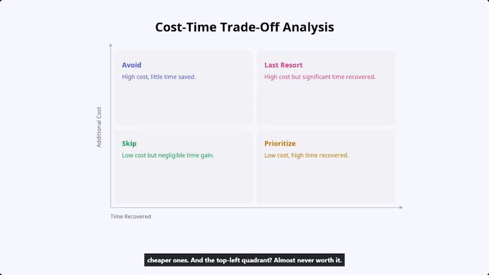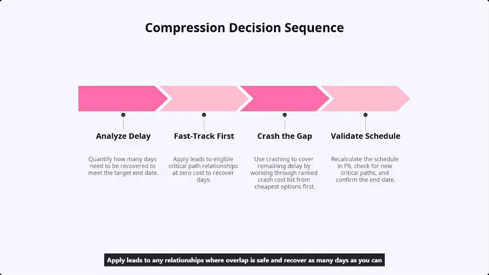In practice, you combine both techniques. Start with fast tracking because it costs nothing. Apply leads to any relationships where overlap is safe and recover as many days as you can from that. Then use crashing to close whatever gap remains, working through your ranked crash cost list from cheapest options first. After each change, recalculate the schedule in P6 and check for any new critical paths that may have emerged.